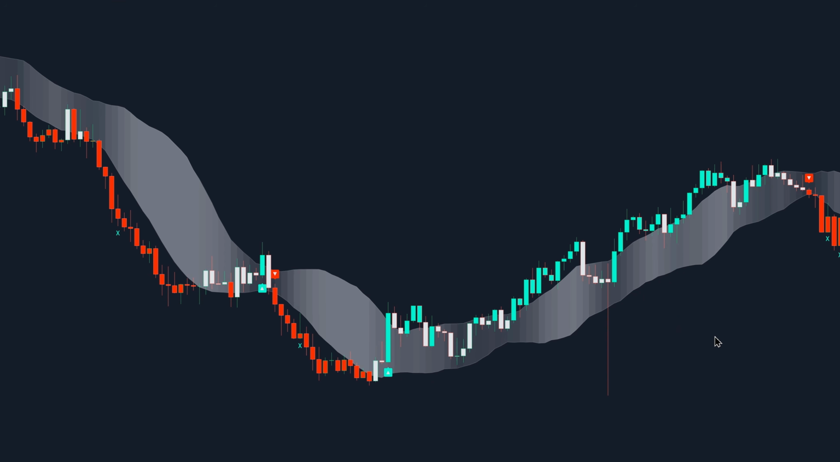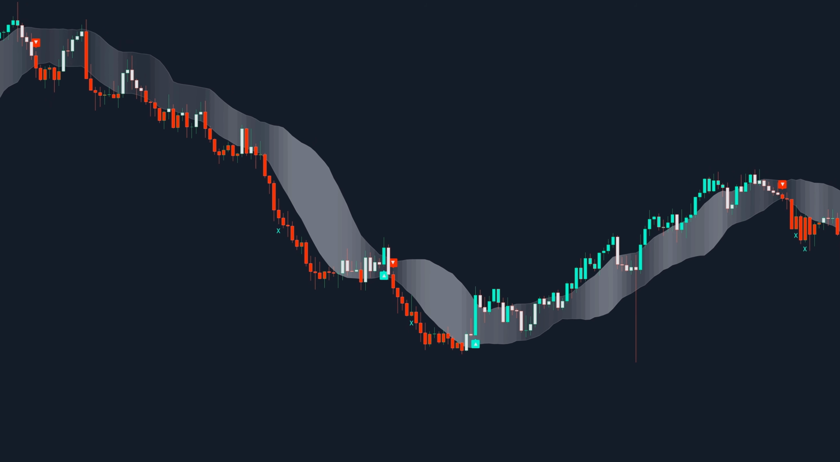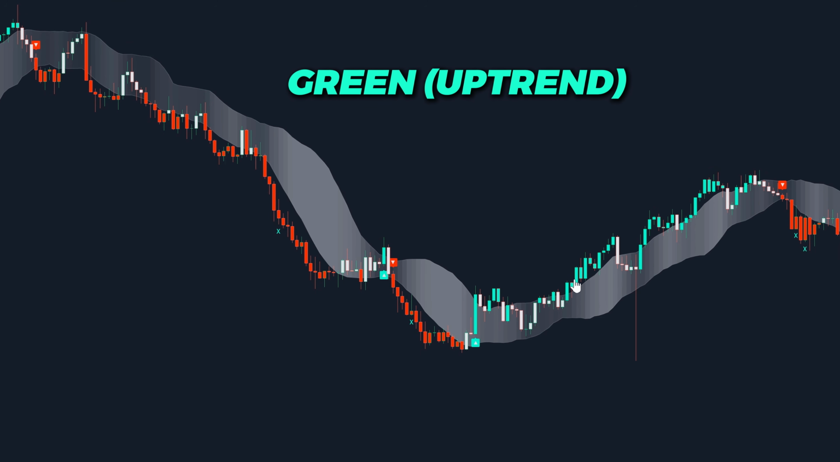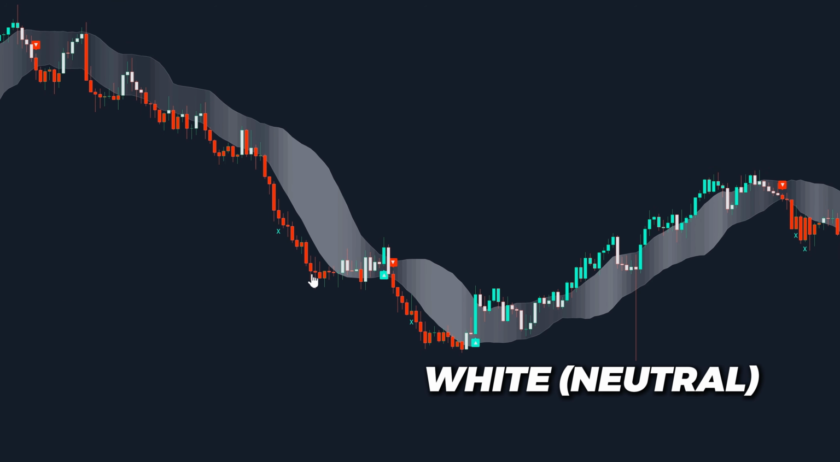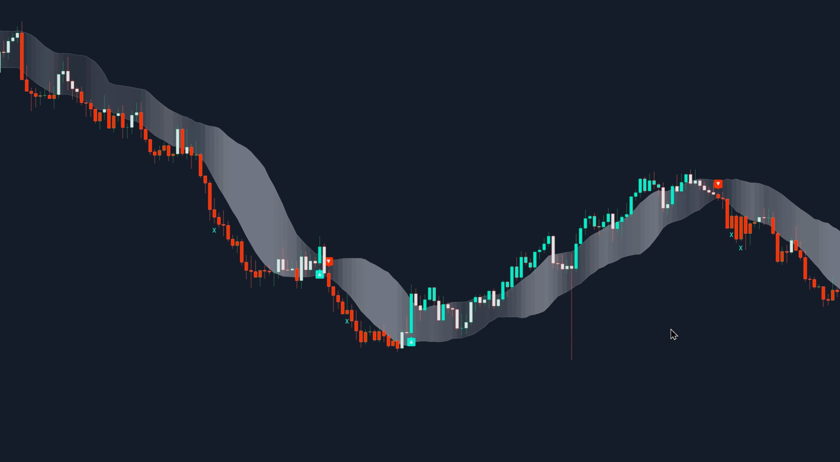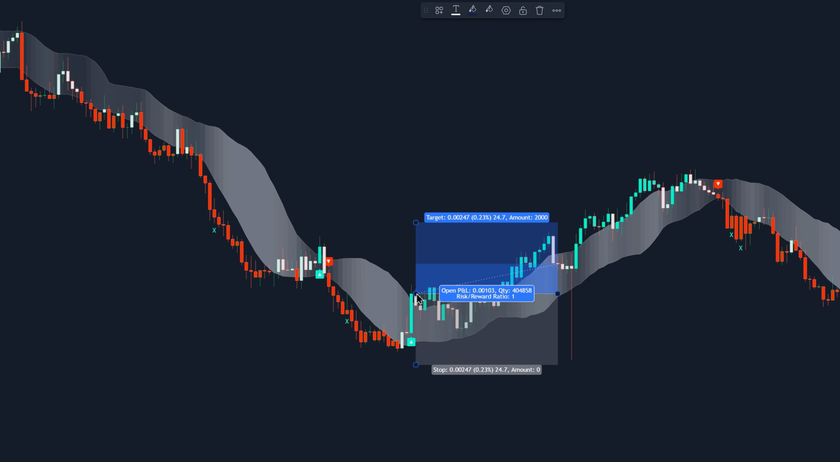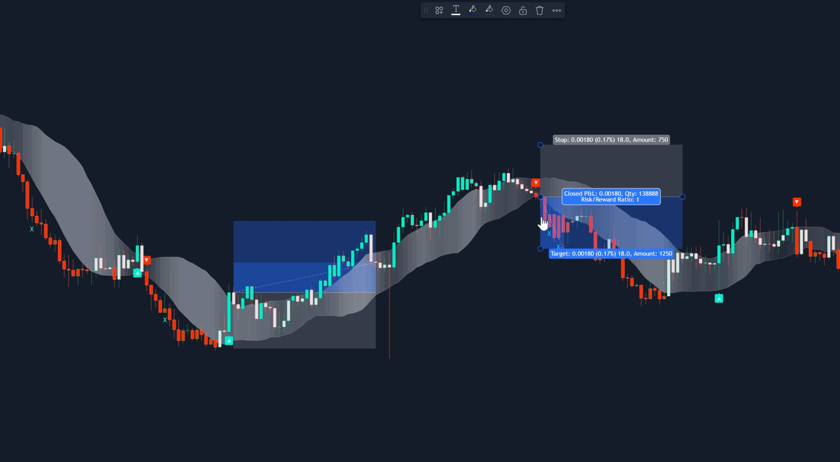Next, we have the bar colors. As you can see, this indicator changes the color of our candles to reflect the trend. Green represents an upward trend, red represents a downward trend, and then white is for neutral or non-trending markets. These green and red arrows indicate transitions between bullish and bearish trends, which means you can take a long position in areas where there is a green upward arrow and short positions in areas where there is a red downward arrow.